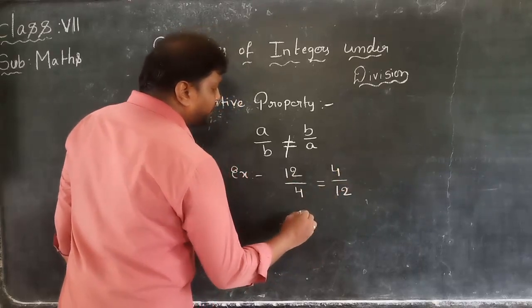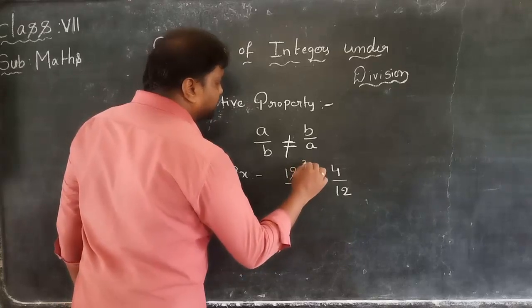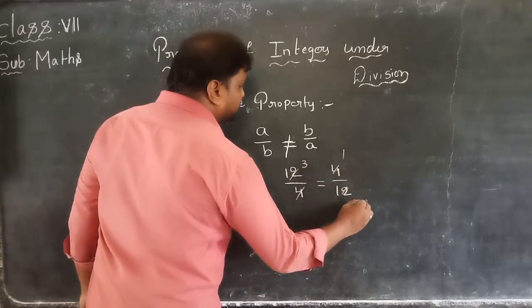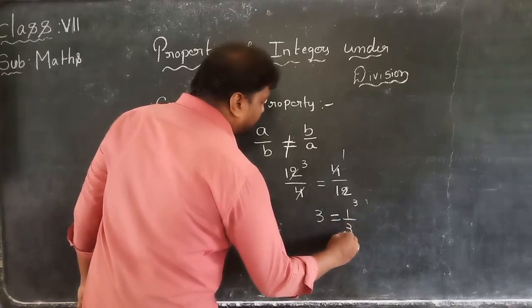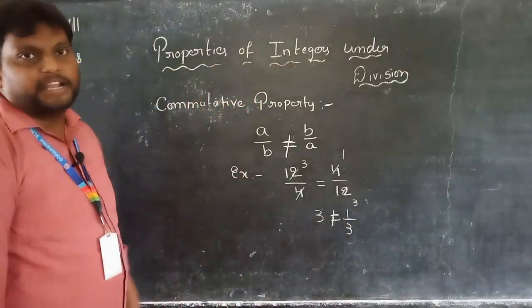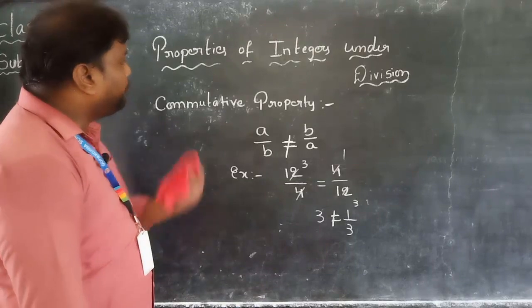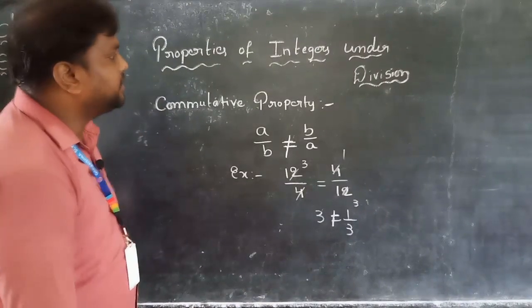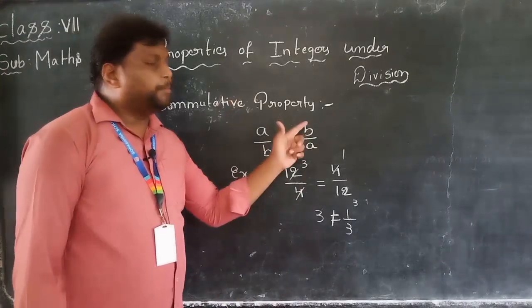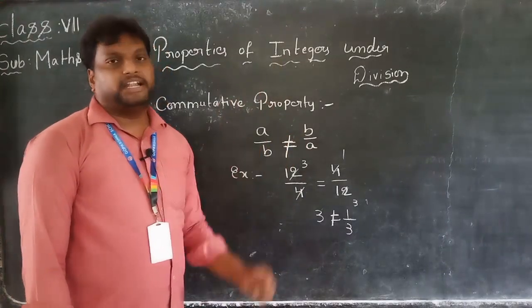12 divided by 4, what is the value? It is 3. And 4 divided by 12 is 1 by 3. So 3 is not equal to 1 by 3. This means the commutative property is not applicable for the division operation of integers.